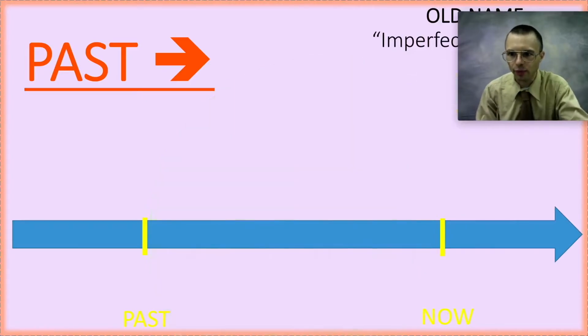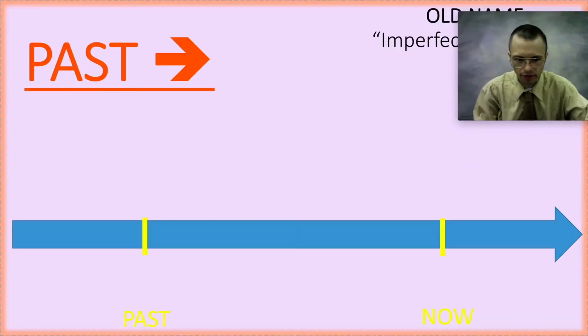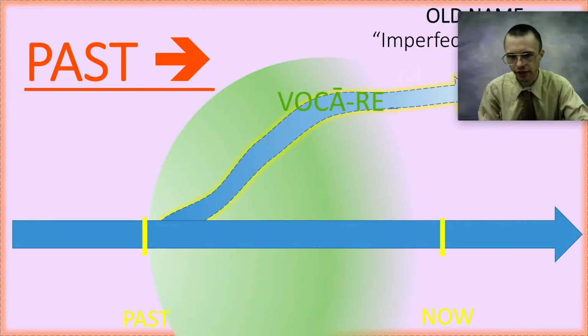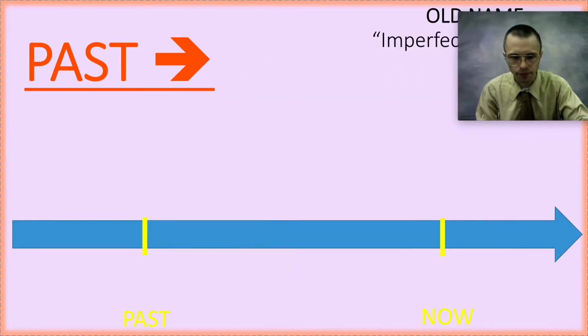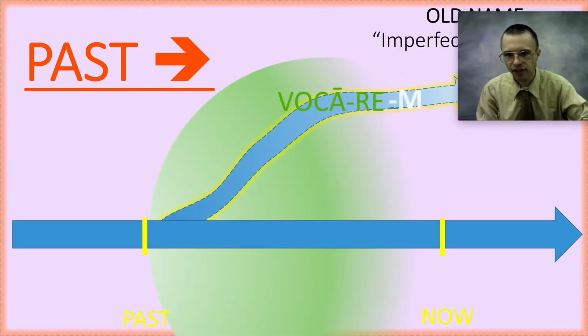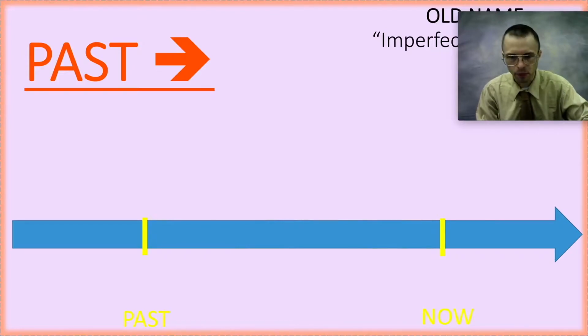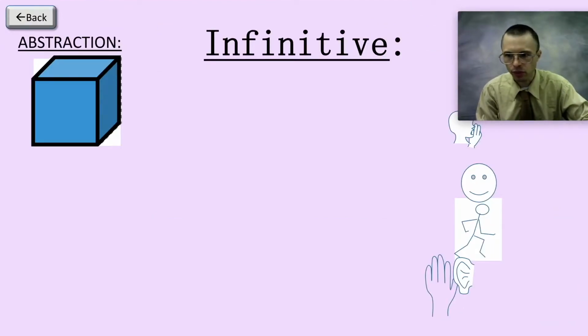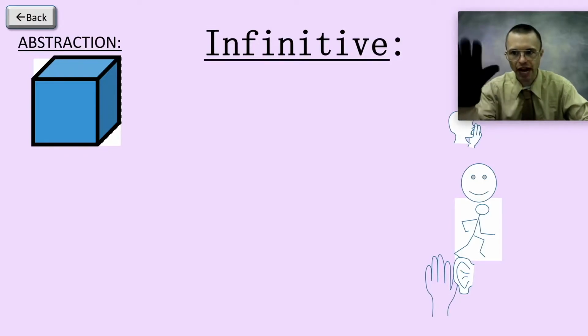Okay, so that was one tense. Now we're on to our second tense. This is the past forward looking. And so this is the green area that you saw earlier in the show. And you can see this one has the infinitive as part of its stem, vocarem. And so that infinitive is going to imply abstractness.